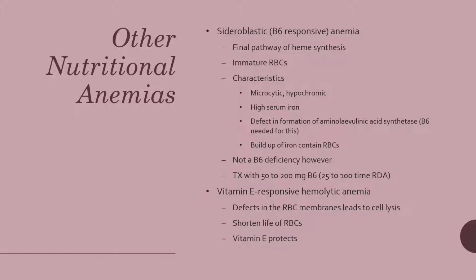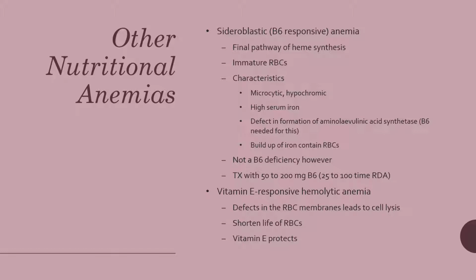Another anemia, and again, keep in mind these are really quite rare compared to iron, B12, and folate related nutritional anemias. But there is an anemia that is termed sideroblastic anemia. In this case, we see immature red blood cells that are actually small and low in color. We will see high serum iron along with this, and we know that there is a defect in an enzyme, aminolevulinic acid synthetase, and B6 is needed for this particular enzyme. There does tend to be a buildup of iron, and that is found in the red blood cells.